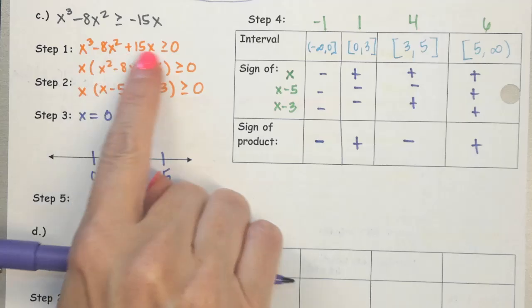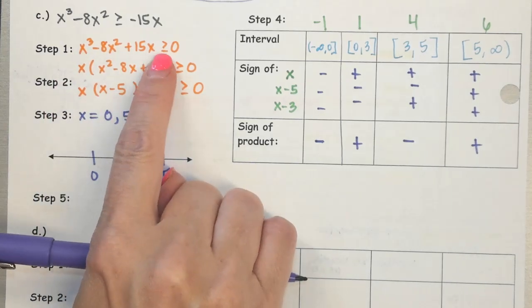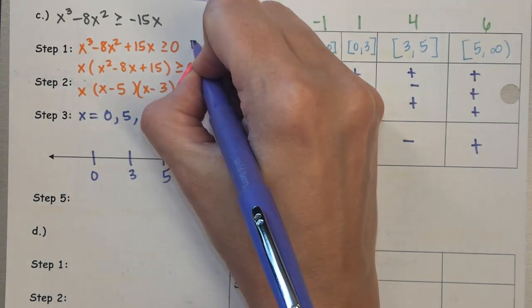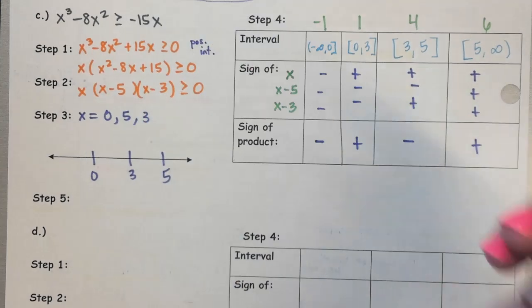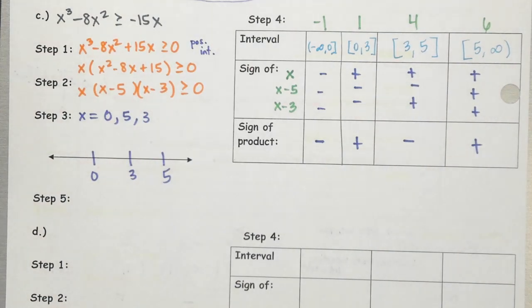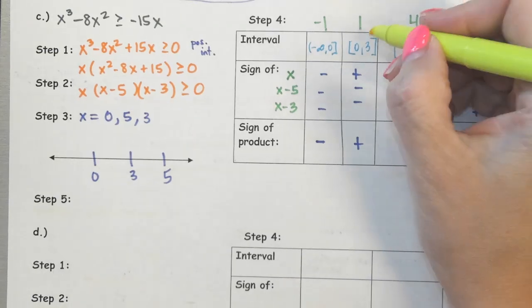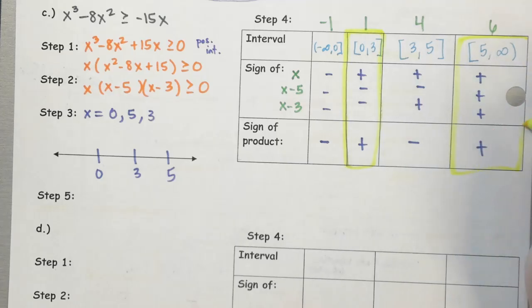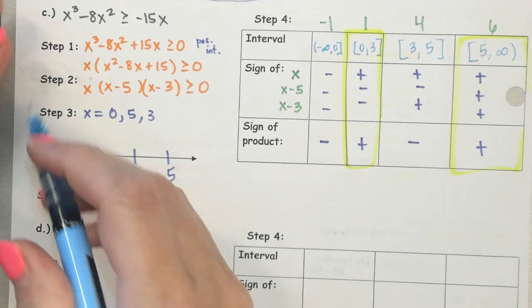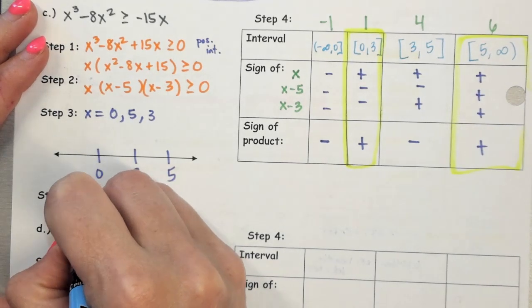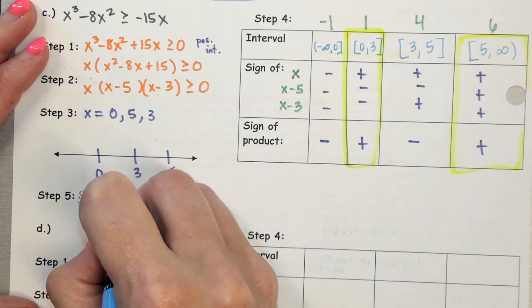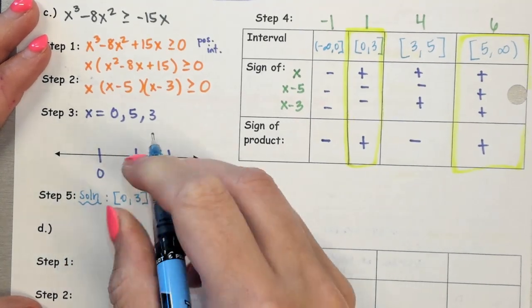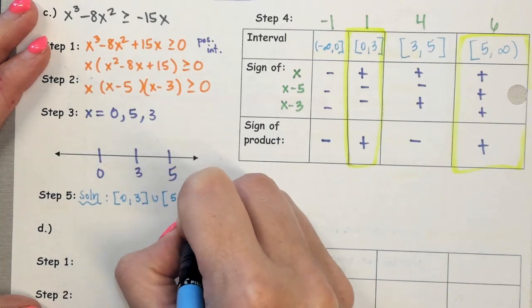Okay, so I'm going to look at my equation. I have everything is greater than or equal to 0, which means my positive intervals are what I'm looking for in this problem. Okay, so my solution intervals are going to be the 0, 3 and the 5, infinity, and I'm going to connect those with a union. Okay, so my solution is going to be from 0 to 3 in union with 5 to infinity.